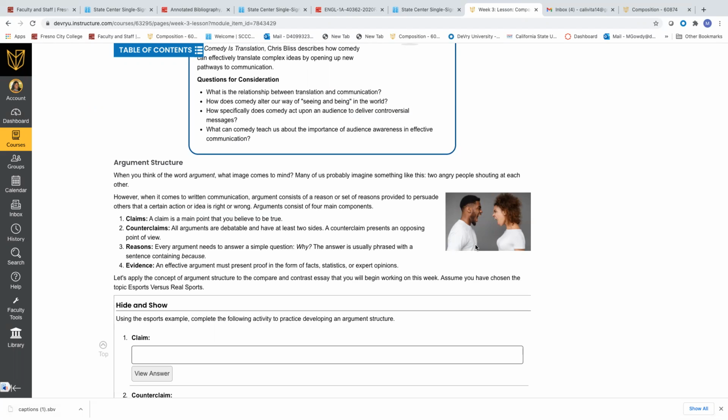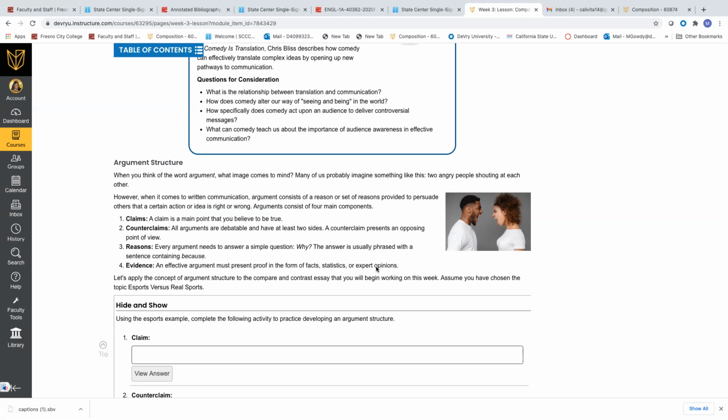Reasons: every argument needs to answer a simple question: why? The answer is usually phrased with a sentence containing because. Evidence: an effective argument must present proof in the form of facts, statistics, or expert opinion.